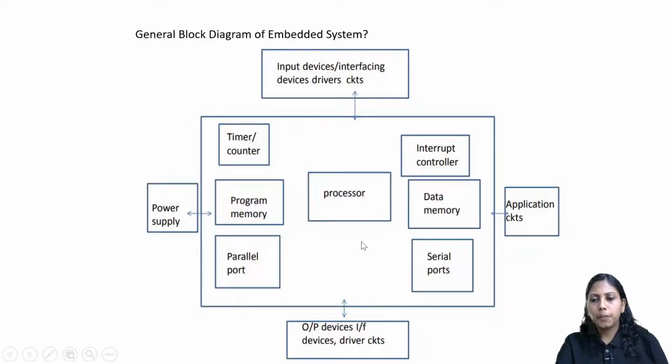So inside the embedded system, you will be able to see there will be a processor. And there are some other peripherals like timer counter, program memory, parallel port, serial port, data memory, and interrupt controller. We'll come to that one by one whenever we are doing projects. At least you can understand that even inside the microcontroller, there will be a processor which will be doing all the processes. And we'll have an interrupt controller unit, which will be controlling the interrupts. I'll come to what interrupts are.